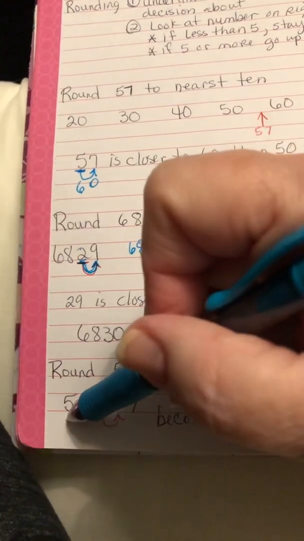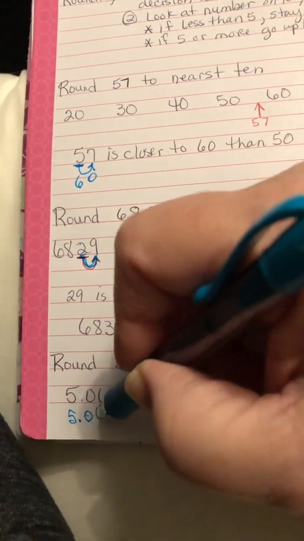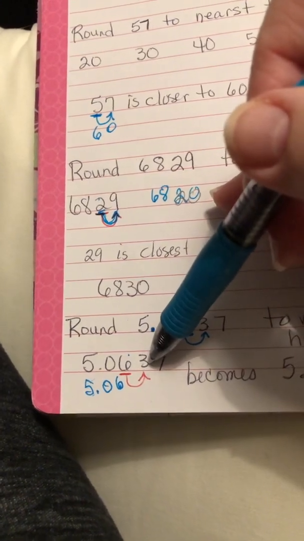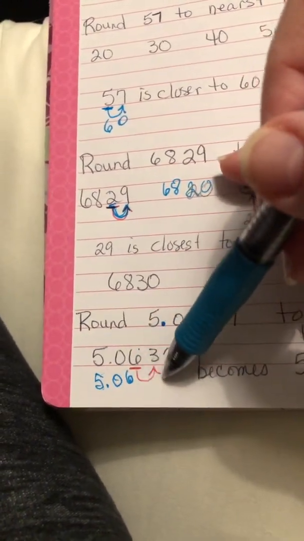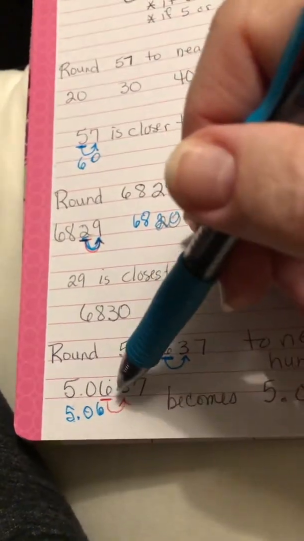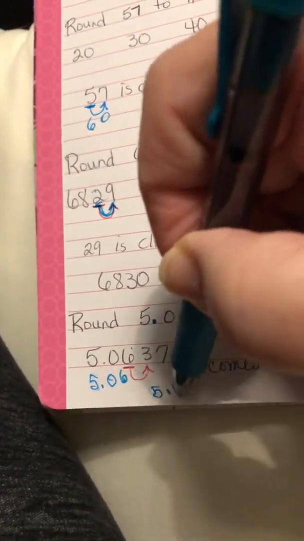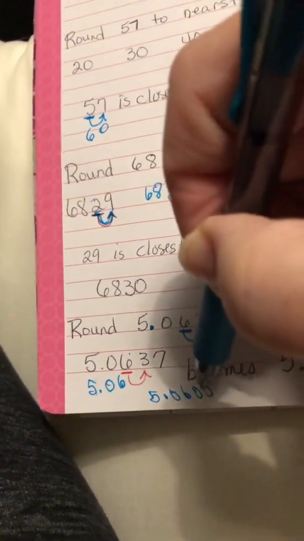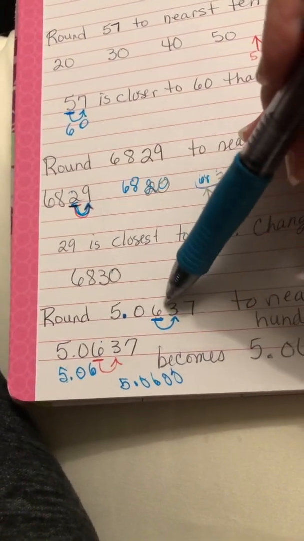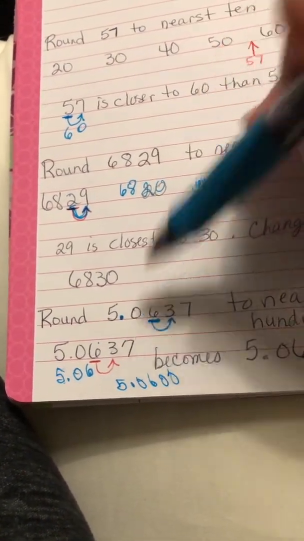So the answer here then becomes 5.06, because the 6 stayed the same because the number next door was less than 5. Now when it comes to decimals, you don't have to put the zeros on the end, because if it says round to the hundredths place, that's the only place value they want left in the answer. It would still mean the same thing if you had 5.0600, but it wouldn't be following these directions of rounding it to the nearest hundredth. We needed to stop there in the answer when it comes to decimals.